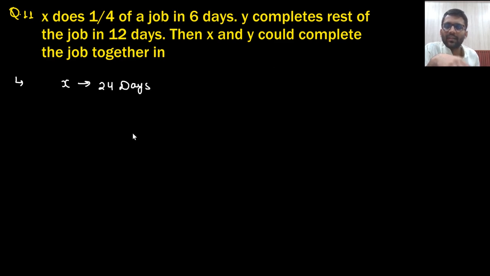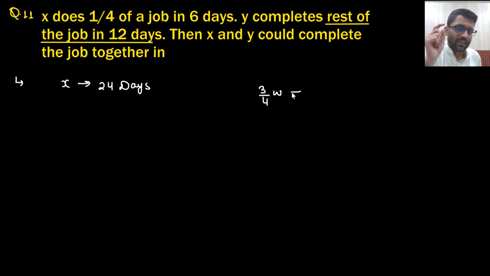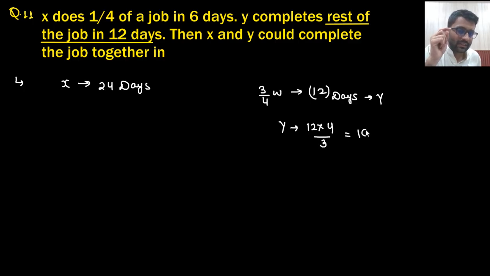And Y completes the rest of the job. Here you see Y completes the rest of the job in 12 days. That means 3 by 4th of the work is done by Y in 12 days. So Y will do the complete work in how much time? 12 into 4 by 3, that means 16 days. Say yes or no?